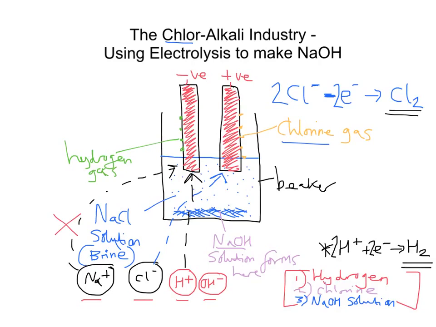So there we have a little bit about using electrolysis to make sodium hydroxide solution. Because we've got a metal involved that is more reactive than hydrogen, it's hydrogen gas that is produced at the negative electrode. And in this case, we get chlorine gas produced at the positive one. Okay, hope all that helps.